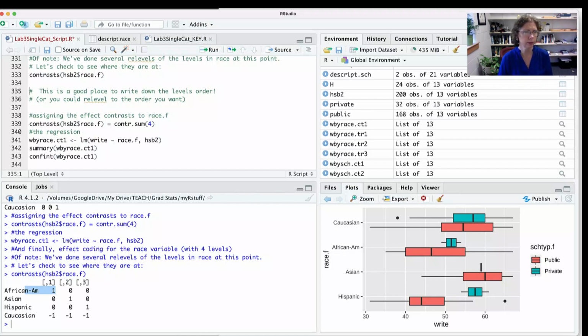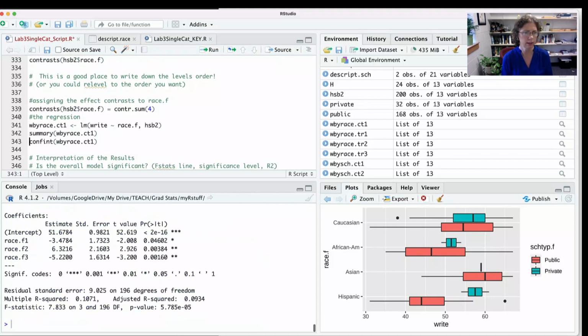So we're ready to run this regression. I've named it right by race contrast 1, and let's get a summary. Here we see that the intercept is 51.678 and there are 3 regression coefficients after that.